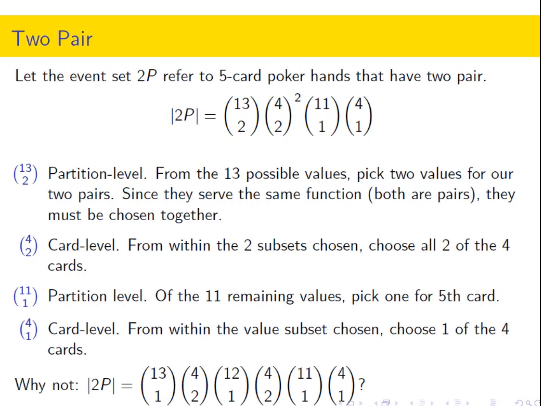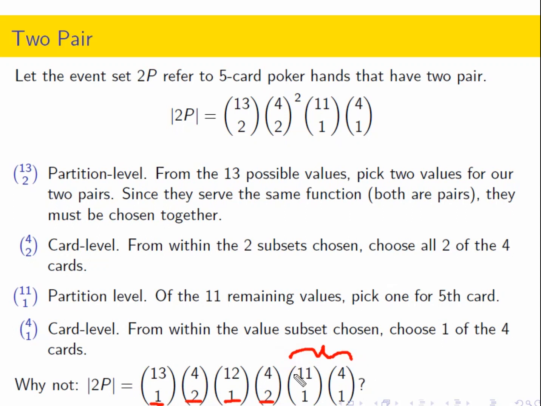Now, the question is, why is this wrong? Okay, let's take a look at what the difference is here. We have 13 choose 1 times 4 choose 2, right? So 13 choose 1, we get this value, and then we get 2 of those cards in our hand, and then we pick this value and get these 2 cards in our hand. And then this is just the same at the end, right? This part hasn't changed.